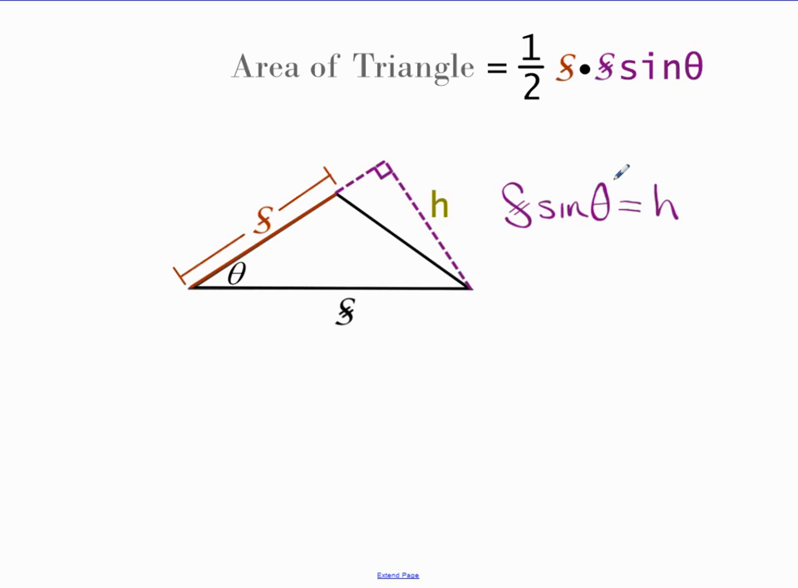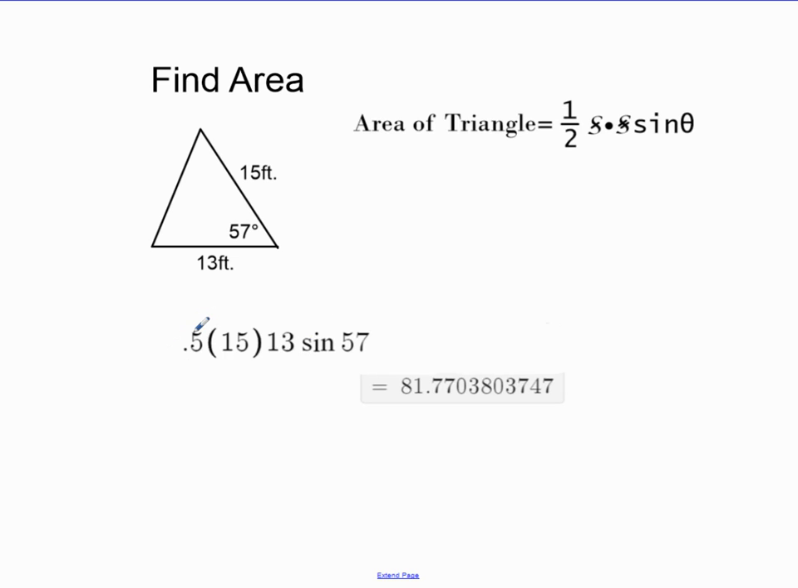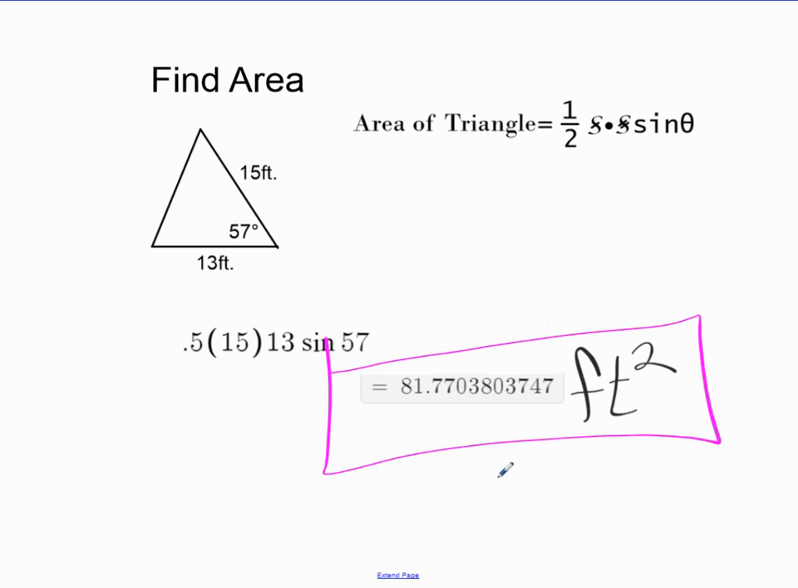So that's our formula. Let's see it in action. Finding the area. Well, here's our formula. Half of side 1 times side 2 times the sine of the angle in between. Head over to any old calculator and type it in there. A half times side 1 times side 2 times the sine of the angle in between is equal to 81.7 blah, blah, blah. Feet squared. Don't forget to box it.